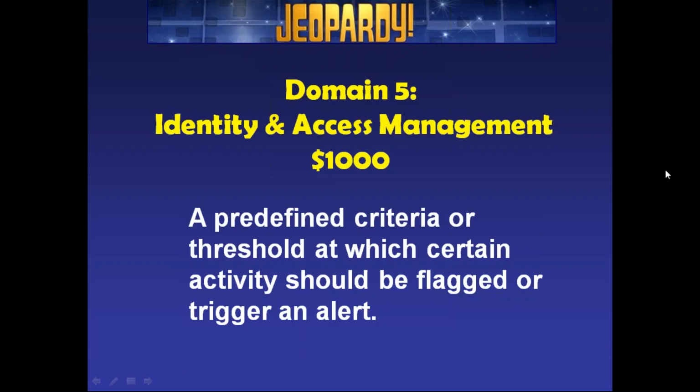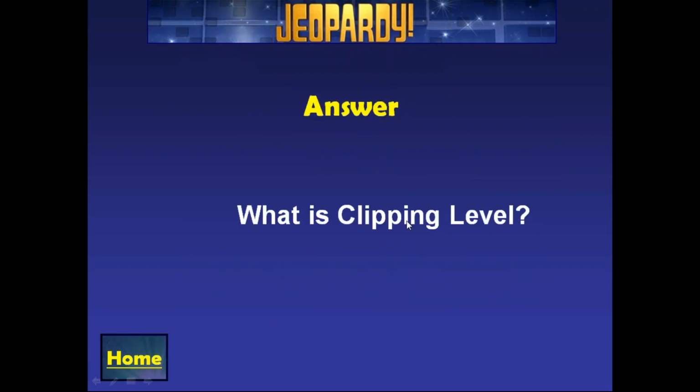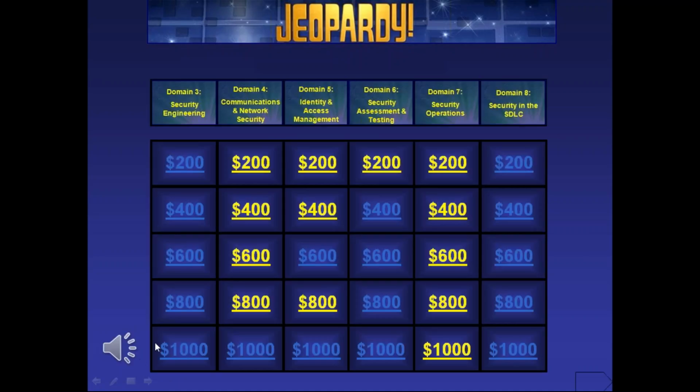First correct response is Becky. I think you have that one pre-typed. What is a clipping level? Three strikes in baseball is a clipping level. Configuring servers so that they will lock out after 3 failed login attempts is a clipping level. Becky. Okay, let's go for 800 in domain 5.